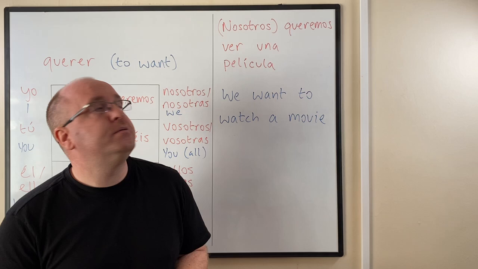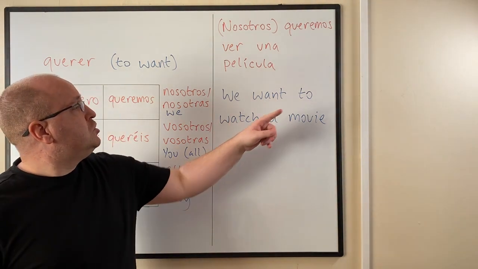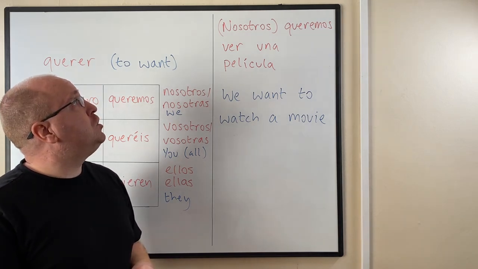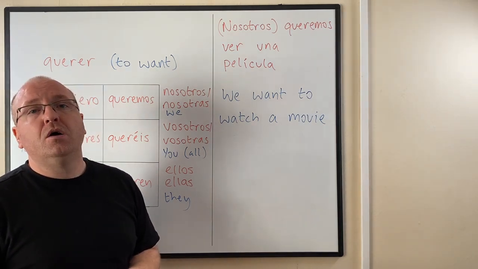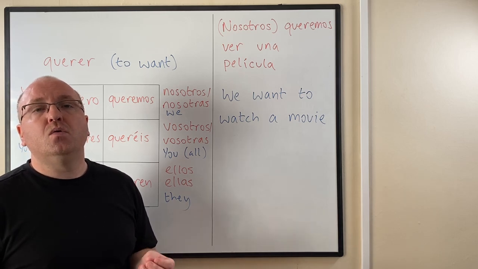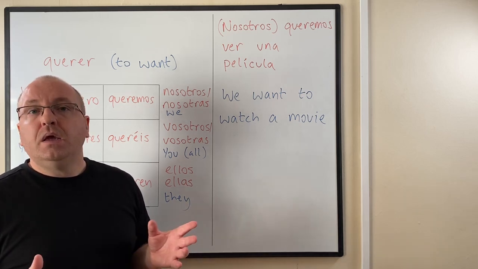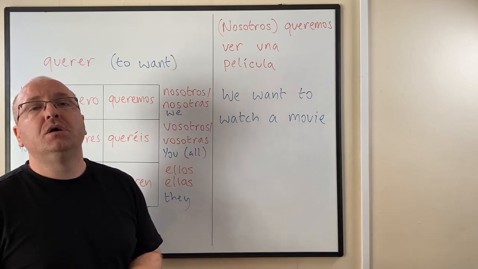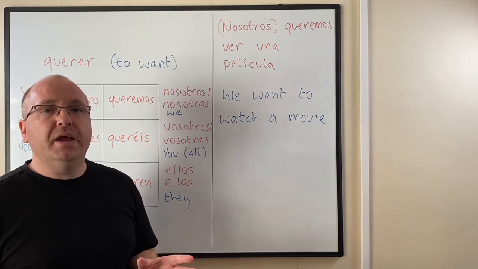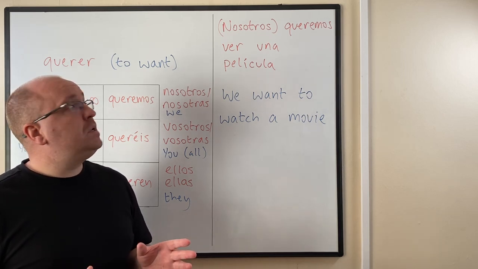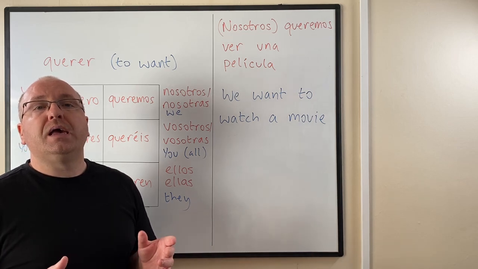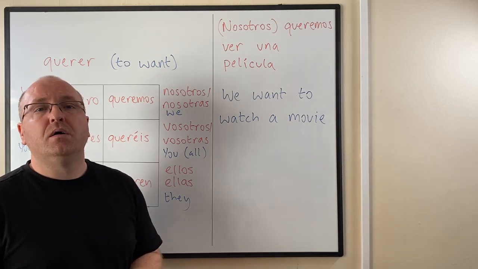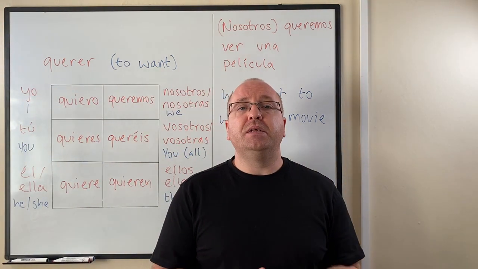Okay, so now let's look at an example sentence. We want to watch a movie. And in Spanish, that's nosotros queremos ver una película. Now we don't need the pronoun nosotros for we, so we can drop that in natural Spanish speech. Naturally, the sentence would read queremos ver una película. Okay, so let's now look at another verb in Spanish.